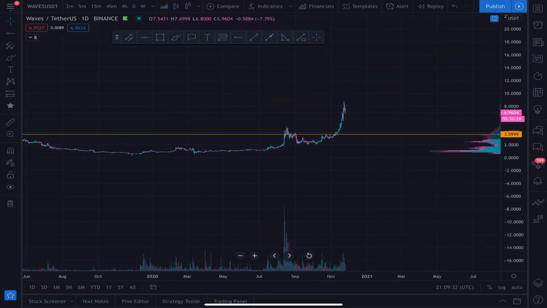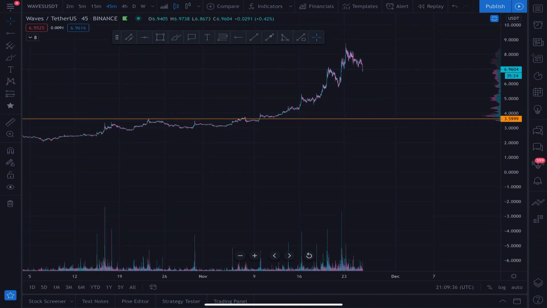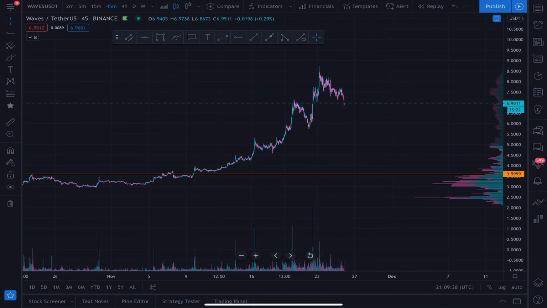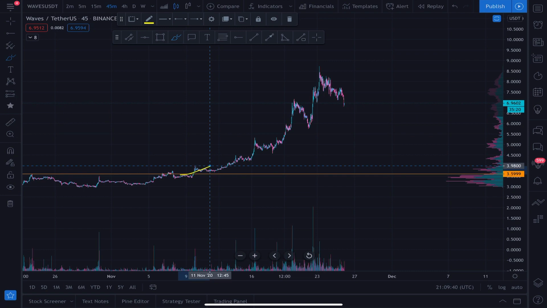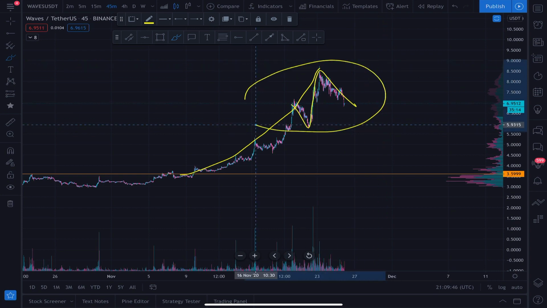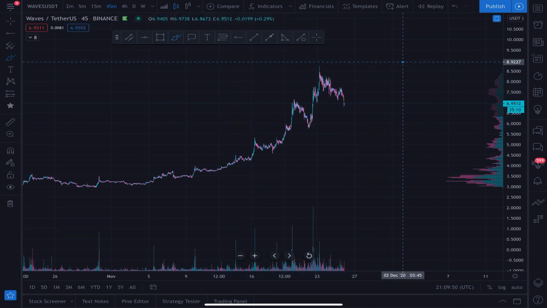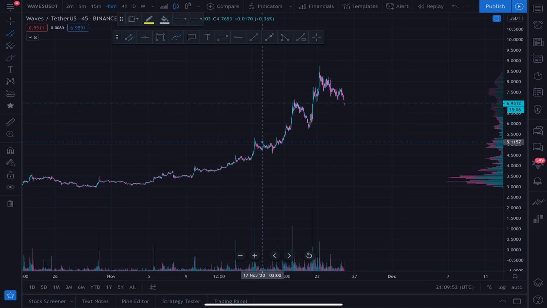But let's zoom in and take a look at what's going on the 45 minutes so we can get into the nitty gritty of this move. Okay, so we have our trend, and then we kind of have a change of the trend here, and this area right here is kind of our change of character. So the change of character is where you need to start your analysis, start drawing your trading range.